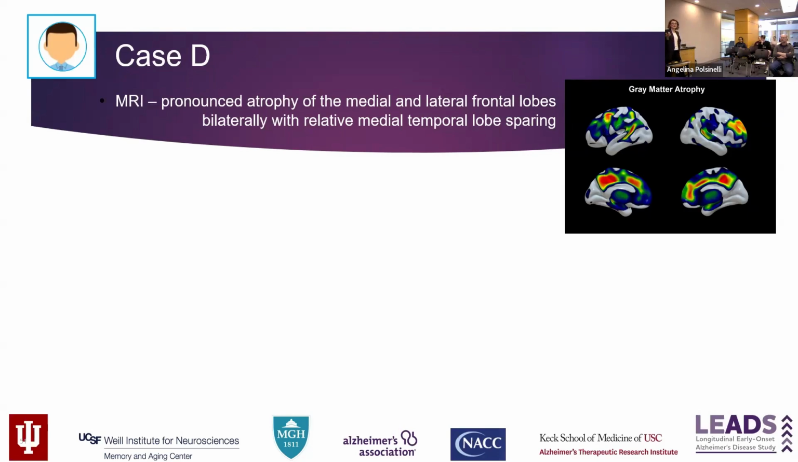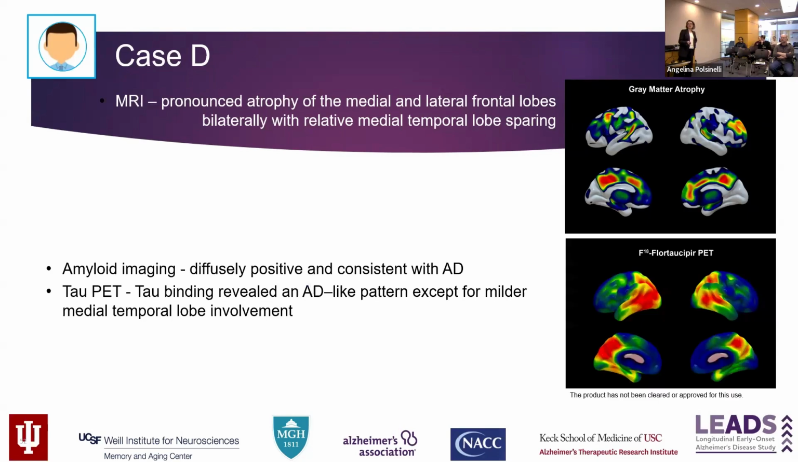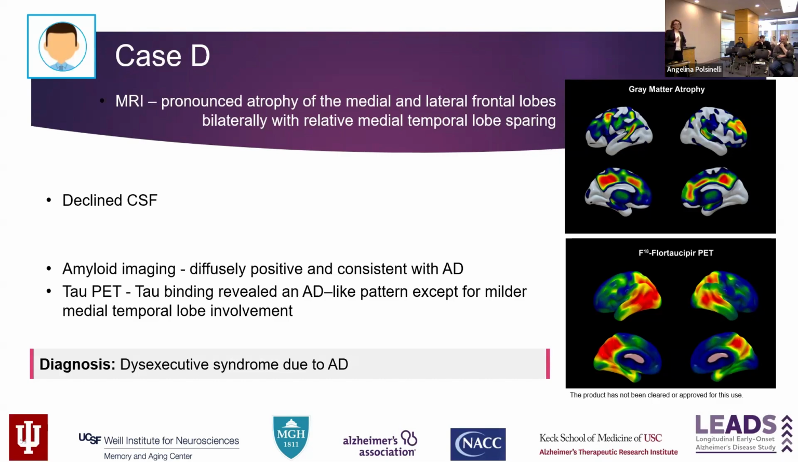And there was a relative sparing of the medial temporal lobe. Amyloid imaging was diffusely positive for AD, tau binding, AD-like pattern, but again, consistent with the MRI, showed relatively less binding in that medial temporal lobe that we see with more of a typical Alzheimer's disease presentation with memory impairment. Declined to do CSF, so we don't have that. And he was diagnosed with dysexecutive syndrome due to AD.